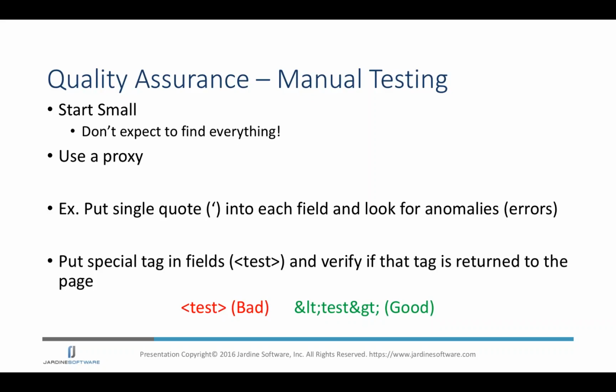Putting in a special tag, less than, test, greater than, right? If it comes back out just like it, that's bad, as you can see at the bottom. If it comes out where it's encoded, where you see the ampersand lt semicolon, well, that's good. That means we're properly encoding our stuff.